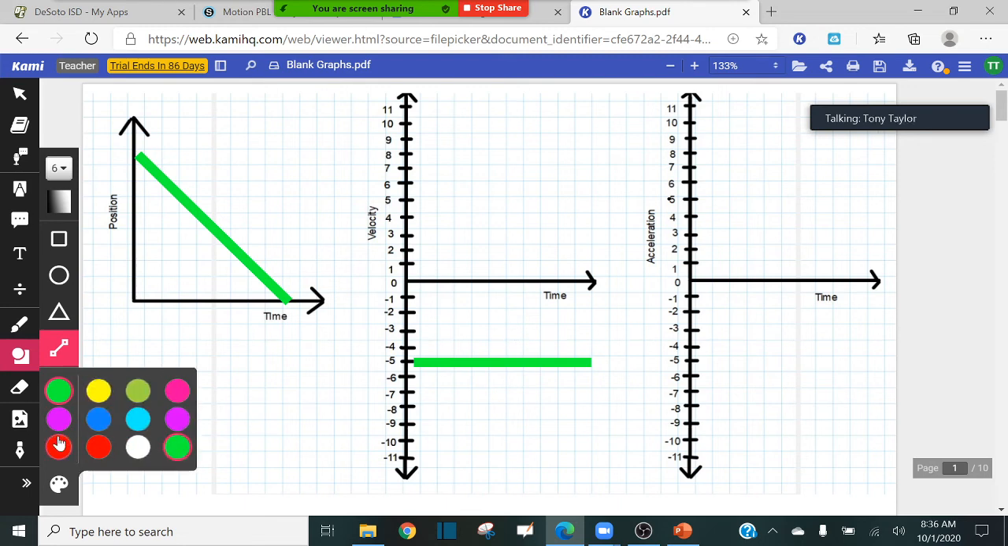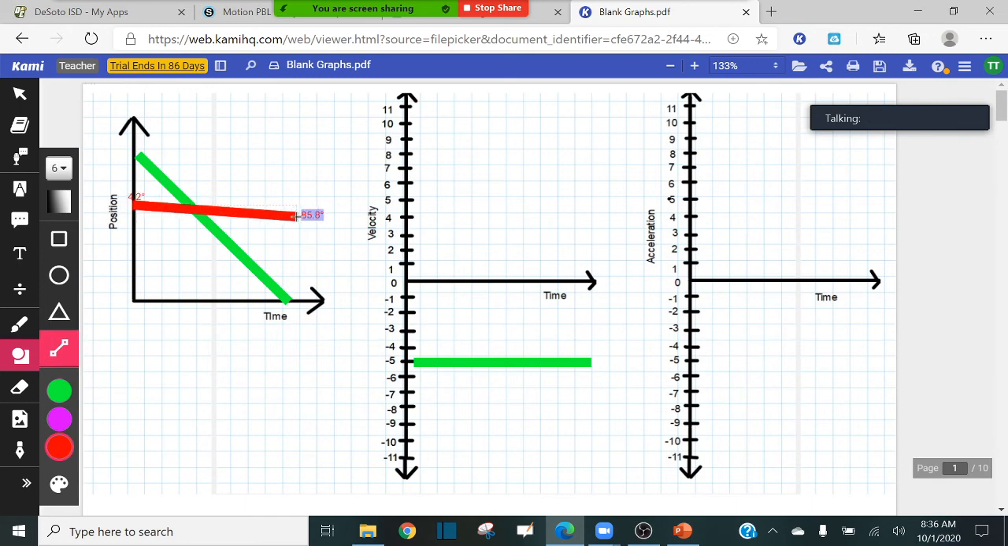What about this right here, guys? What about this situation right here? Let's take a look at this situation in red. What exactly does this mean? If I have a straight horizontal line on a position time graph, how would I draw this exact same scenario on a velocity versus time graph?